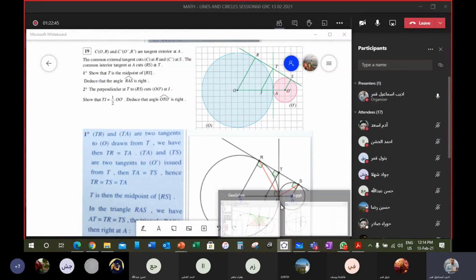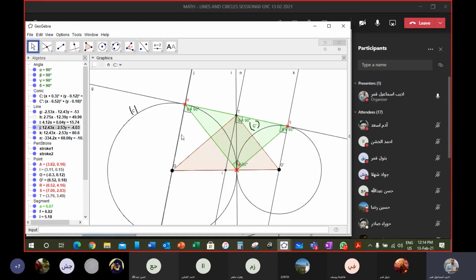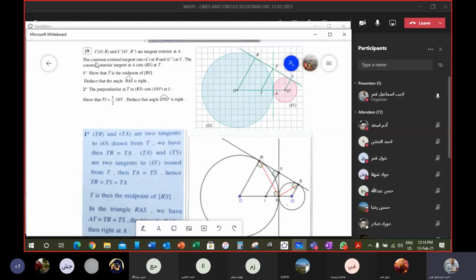Okay, as you can see here in this figure, OR T is 90 degrees, the same as O prime ST equals 90 degrees. How? By the property of tangents. Show that T, the common interior tangent at A, which is TA, tangent to the two circles at A, cuts the segment RS at T. This is T. Then show that T is the midpoint of RS.